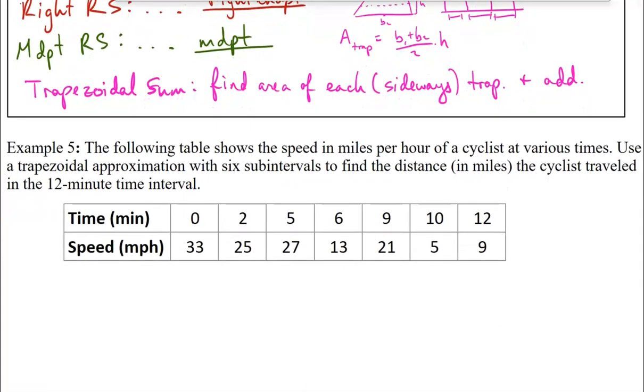So here we have the speed, so this is a rate. Speed in miles per hour of a cyclist at various times. Use a trapezoidal approximation with 6 subintervals to find the total distance. So this distance is the accumulation of speed that the cyclist travels in the 12-minute time interval. One thing that I want to point out, this is in minutes, but speed is in miles per hour, so we are going to need to convert that.